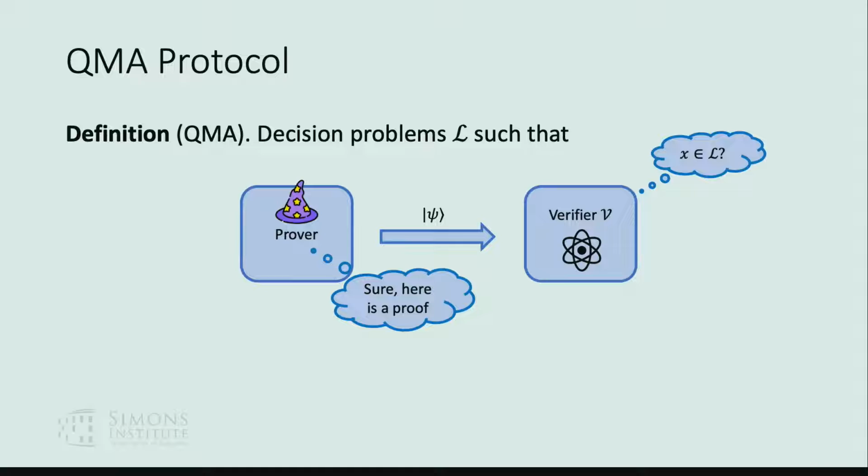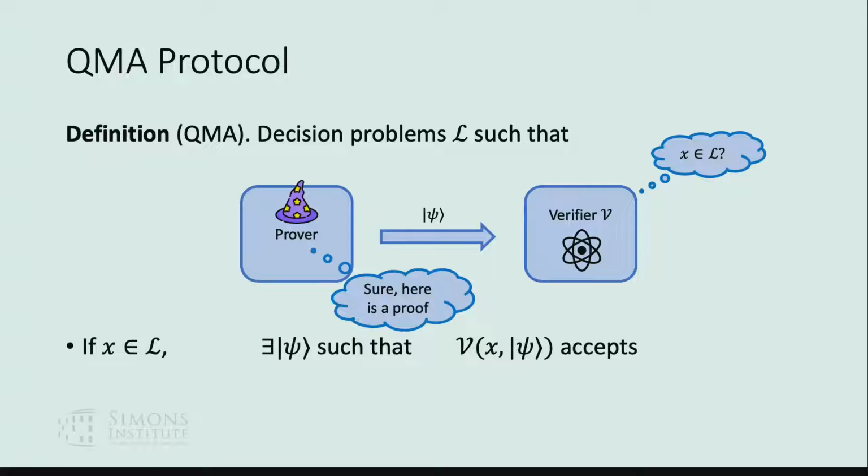QMA is now the set of decision problems such that if indeed X is in the language, then a prover can convince you. They can send you some quantum state, not too large, such that the verifier is like, OK, I believe you, X is in L. Otherwise, if X is not in the language and the prover, whom we don't really trust, is dishonest, then there is no state they can send you such that they can fool you that it's in the language. And so the name is Quantum Merlin Arthur, and this is Arthur and Merlin.